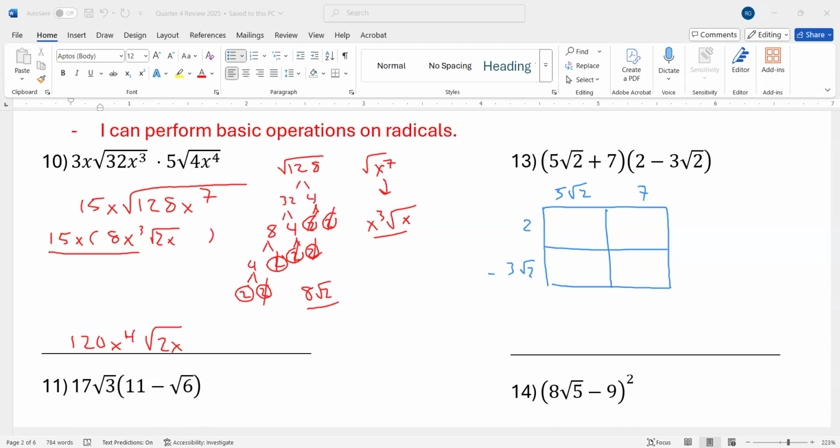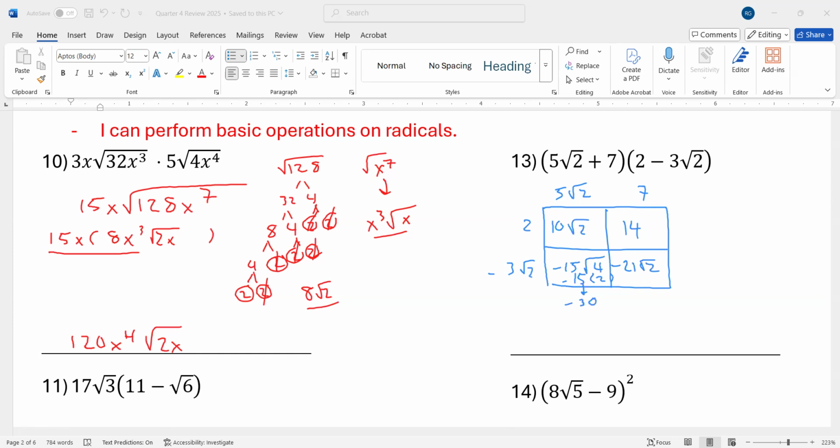So outside stuff, so 2 and 5 makes 10 radical 2. 2 times 7 is just 14. Negative 3 times 5 is negative 15. But there's 2 radicals here, so radical 2 and radical 2 is radical 4. And then negative 3 and 7 is negative 21 radical 2. Now, this negative 15 and square root of 4 is 2. So this makes negative 30.